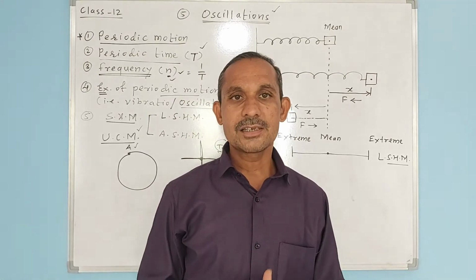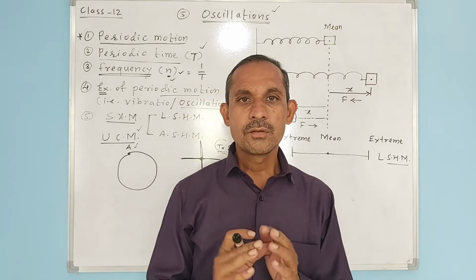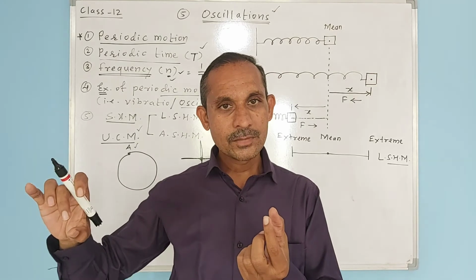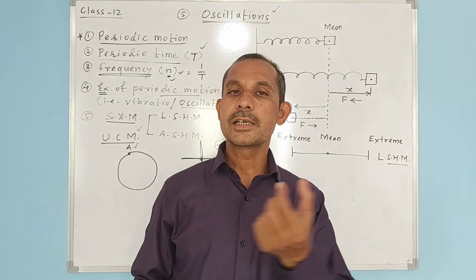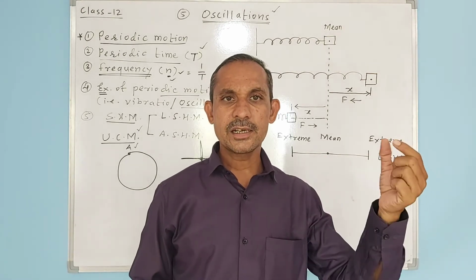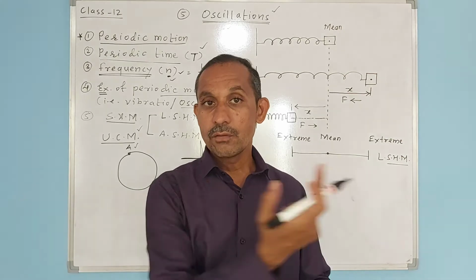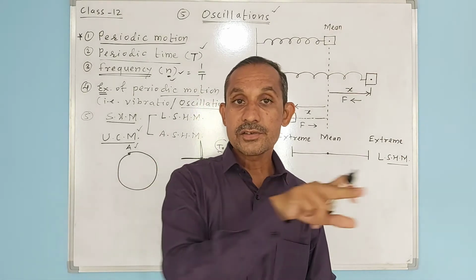To understand more about oscillations, consider one of the best examples that we can experience in our daily life: the motion of a body attached to a spring. When this body is displaced and then released, the body will perform to and fro motion along a straight line.